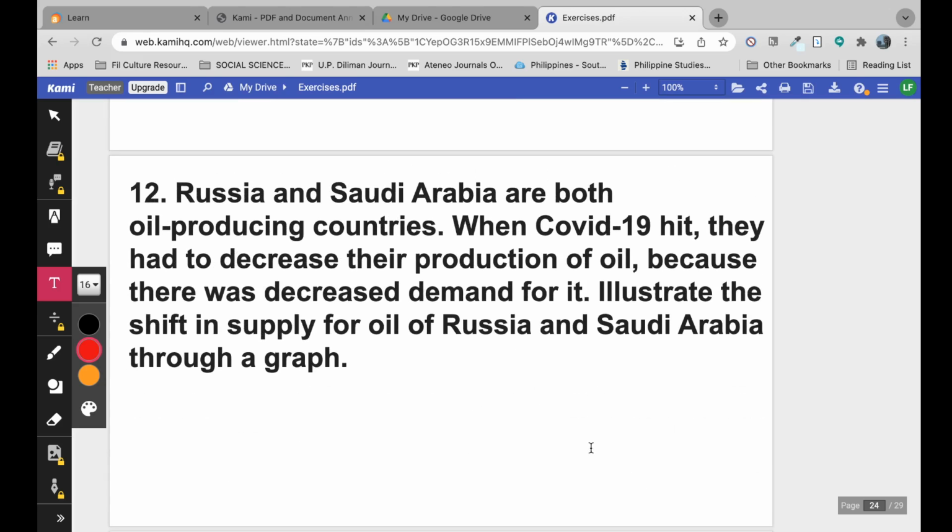Russia and Saudi Arabia are both oil-producing countries. When COVID-19 hit, they had to decrease their production of oil because there was decreased demand for oil. Illustrate the shift in supply for oil of Russia and Saudi Arabia through a graph. So this is an actual real thing that happened. Russia and Saudi Arabia had to figure out which of the two countries should decrease their production of oil, because demand for oil dropped during COVID-19. There's less transportation, businesses have been closing, so there's less demand for energy.